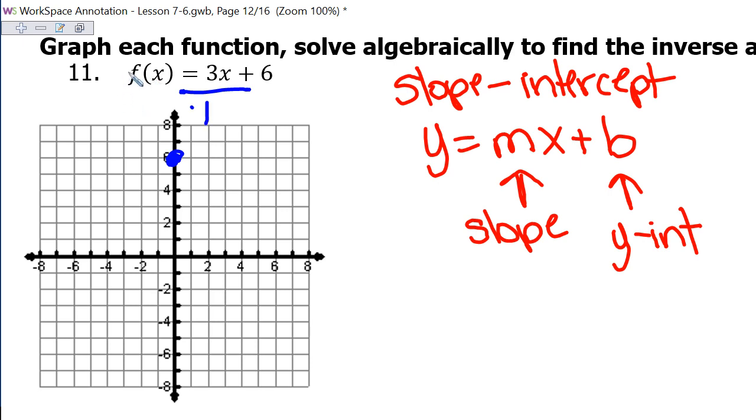Do I have enough room to do that? So what's the opposite of up 3, right 1? Down 3, left 1, down 3, left 1, down 3, left 1. Then connect those points.